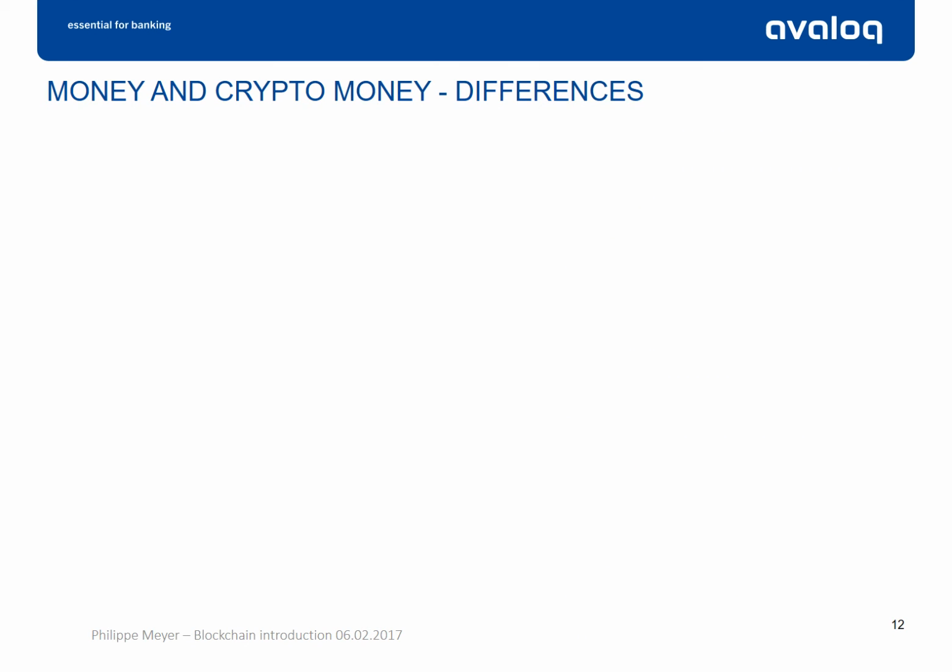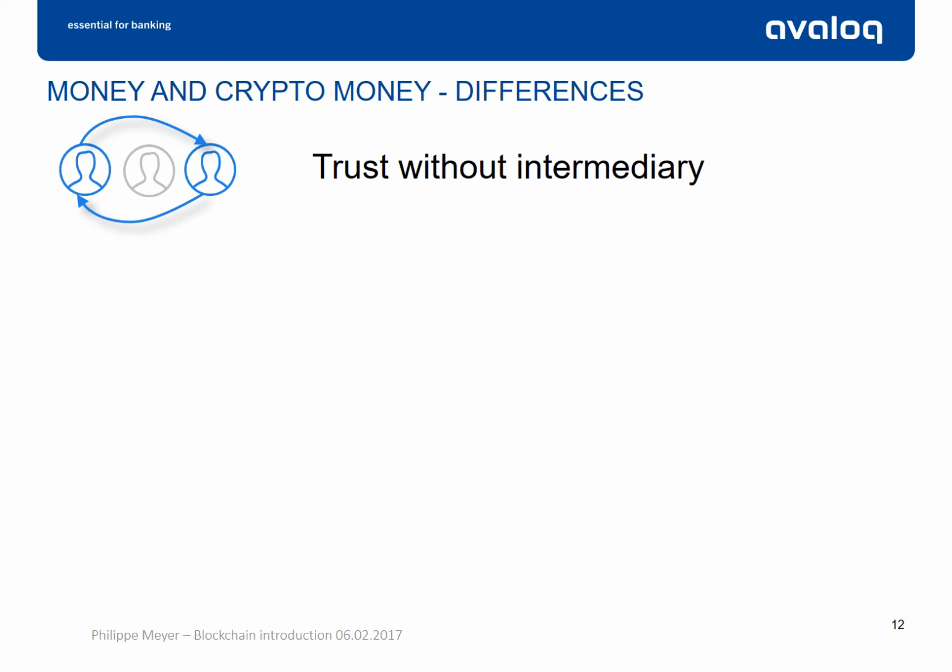Even though cryptocurrencies and currencies have very similar characteristics, there are some differences though. First one is trust without intermediary. The main purpose of Bitcoin is to allow direct transactions between Bitcoin owners. You don't need an intermediary or a central bank to transfer value between people.